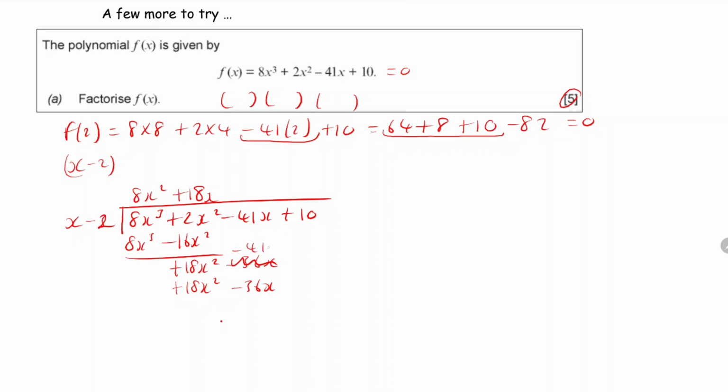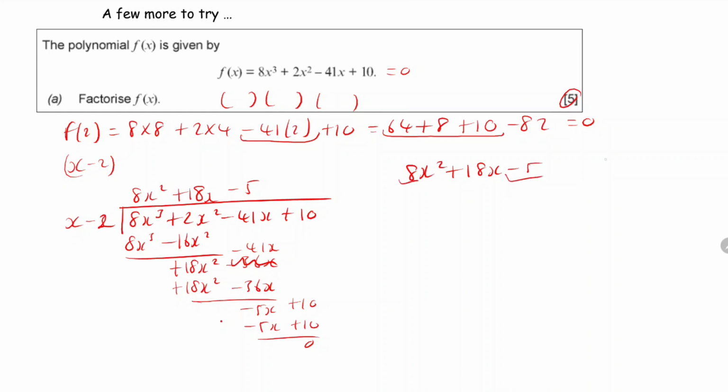Lower the 41x down, so minus 41x. Minus 41x minus minus 36x is minus 41 plus 36x, which gives us minus 5x. X goes into minus 5x minus 5 times. Minus 5 times by x is minus 5x. Lower the plus 10 down. Minus 5 times by minus 2 is plus 10. We have 0. So our quadratic is 8x squared plus 18x minus 5.